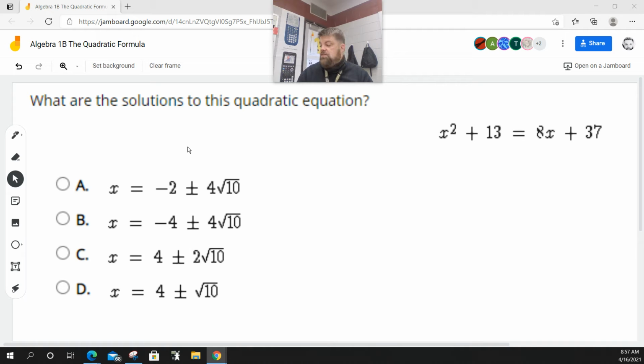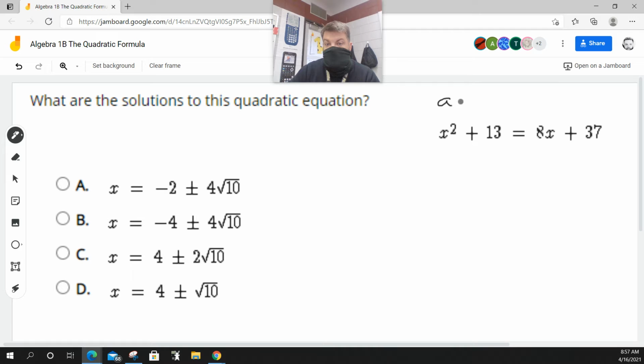All right, so now for this one, it says, what are the solutions to this quadratic equation? And then it gives us what looks to be a quadratic equation, or a second degree polynomial for sure. So remember, we want it to look like this.